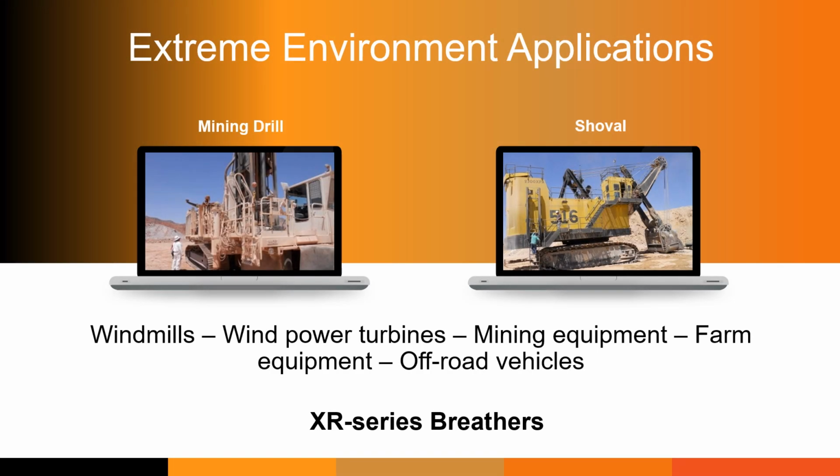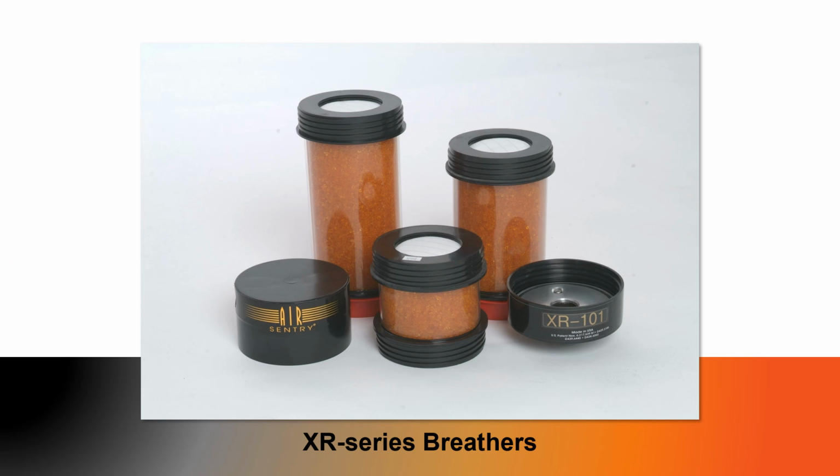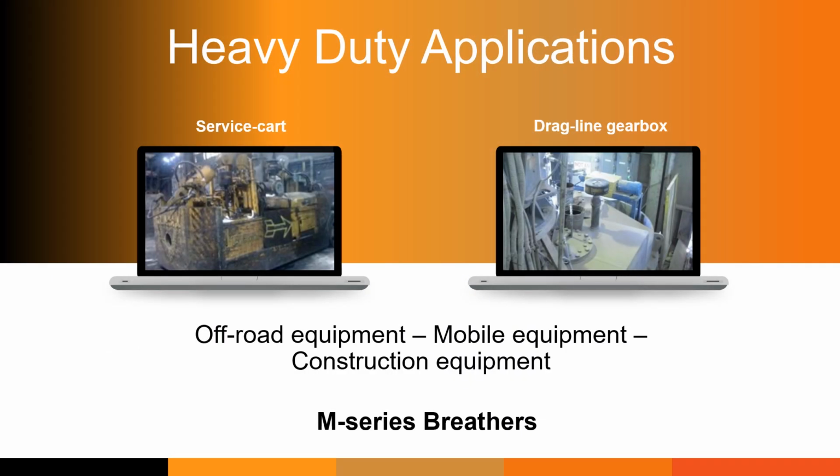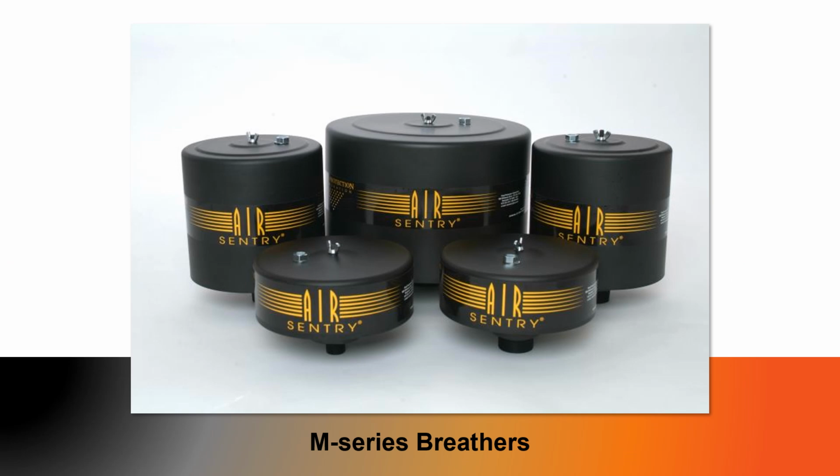The XR series combines the key features of a metal-reinforced base and check valve technology. Used on mobile lube and fuel equipment, farm implement reservoirs, windmills, etc. There are 15 standard models. The M-Series is designed for heavy-duty applications, such as off-road mobile equipment and construction equipment. There are 5 standard models.